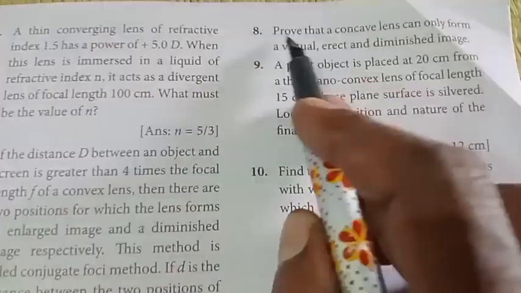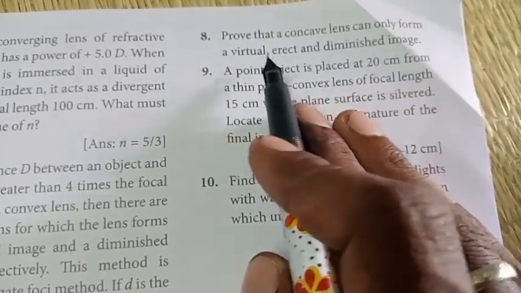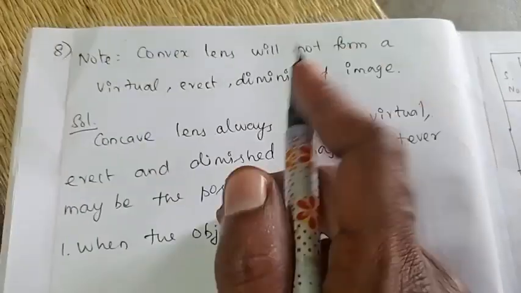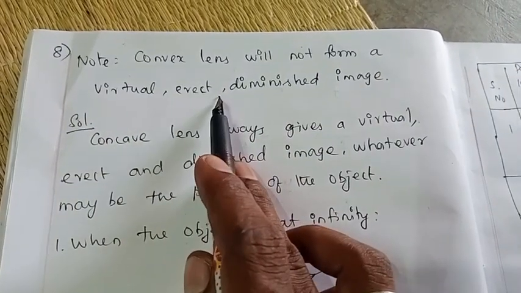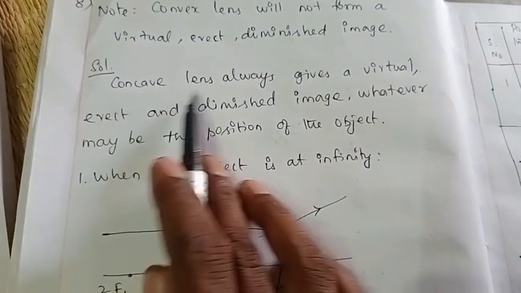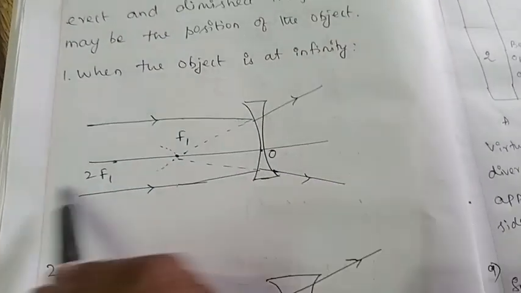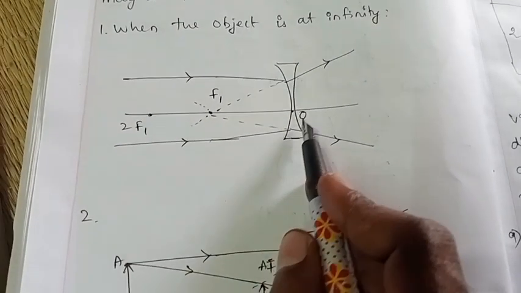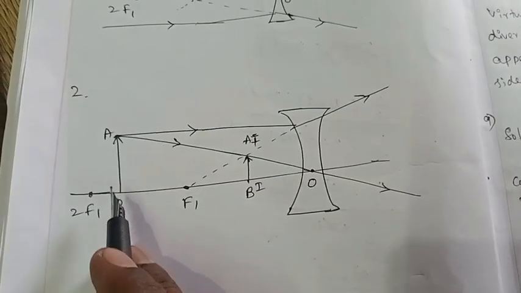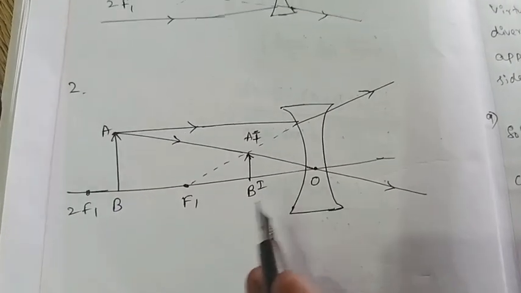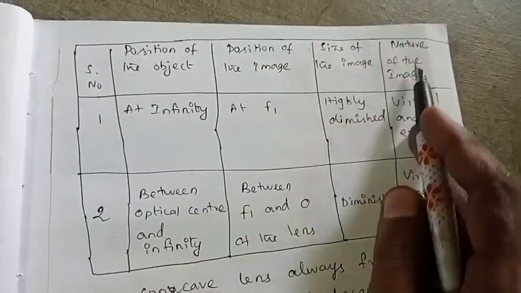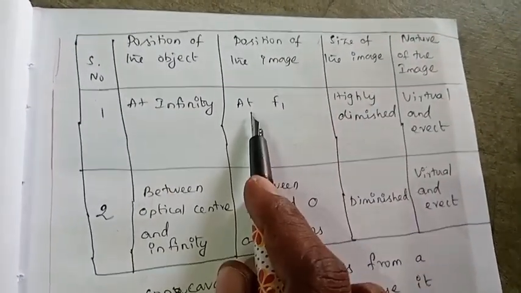So next, the 8th question. Prove that a convex lens can only form a virtual erect diminished image. So the answer is, a convex lens will not always form a virtual erect diminished image. So consider only concave: a concave lens will always give a virtual erect diminished image, whatever may be the position of the object. When the object is at infinity, this is the focal length, this is the focus point of a convex lens. So in this case two possible images will happen. From this we consider the position of the object, position of the image, size of the image, nature of the image. At infinity, the position of the image is F1. See, position of the image is F1.